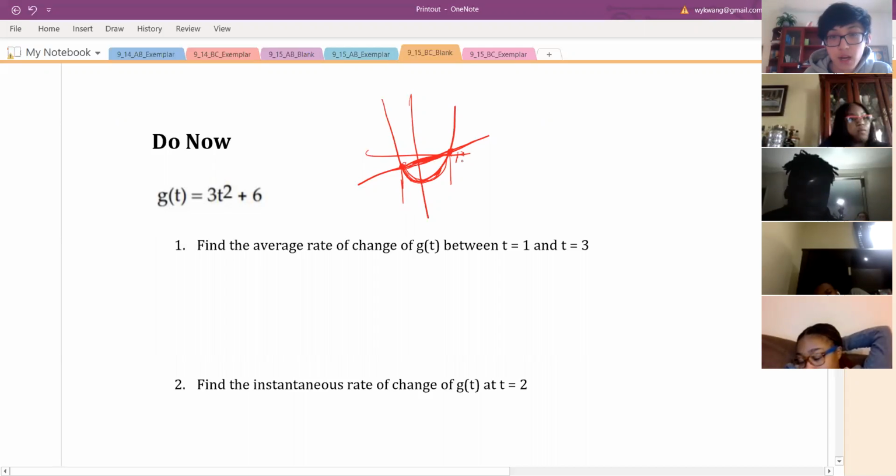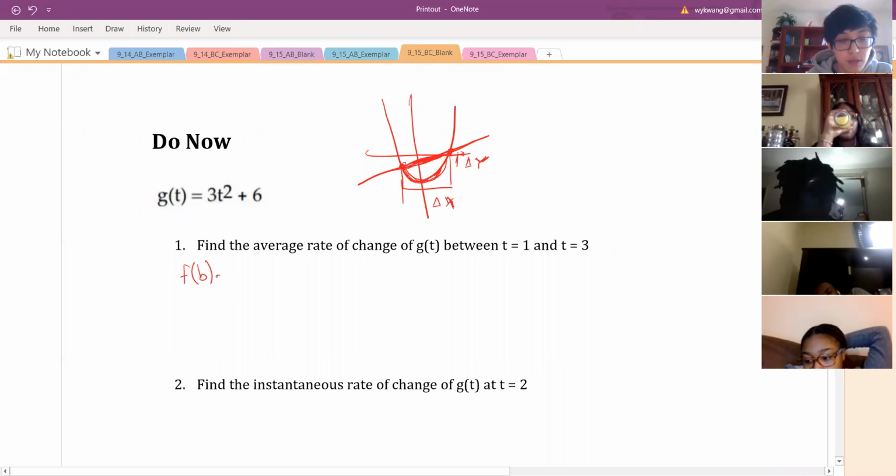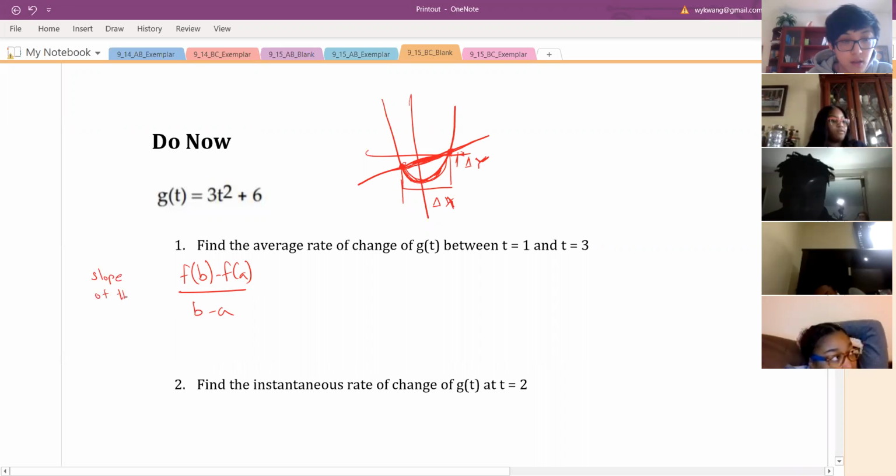We basically have the change in y, and then we take note of the change in x, the difference between the two points, if you understand your algebra and slopes. But the equation, to make it clear, is f of b minus f of a over b minus a. And this is the slope of the secant line.